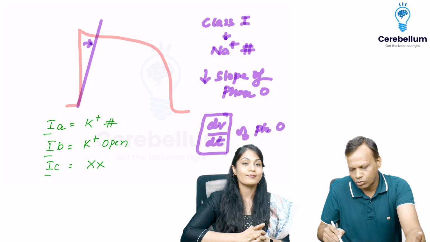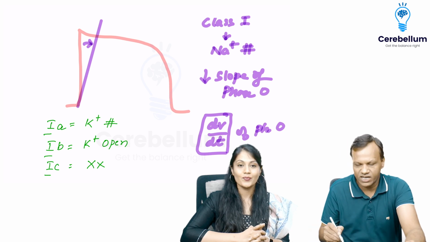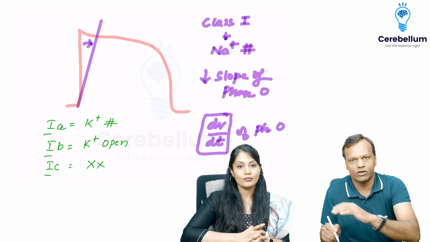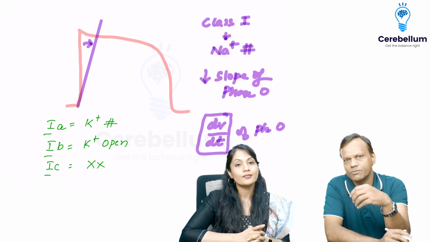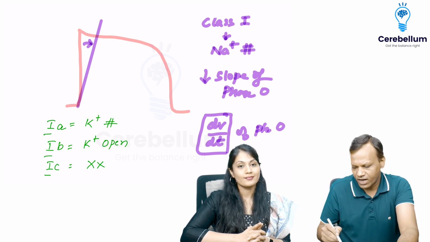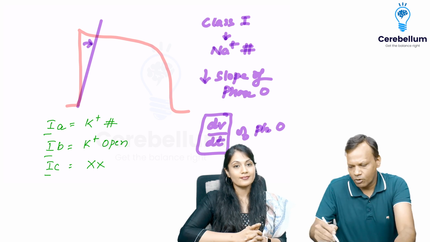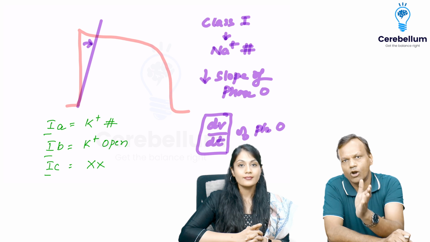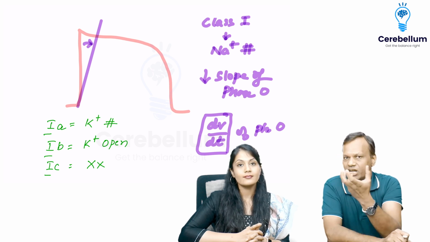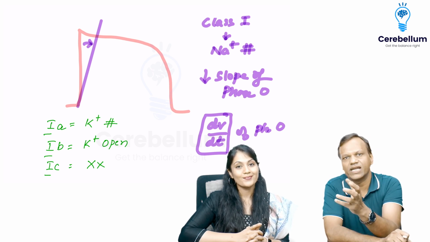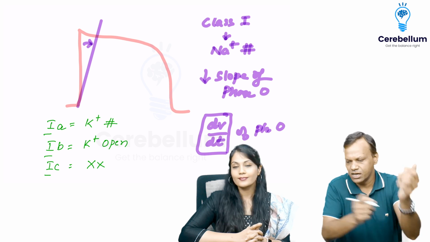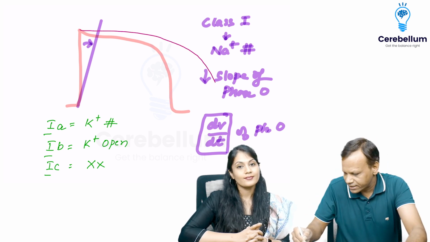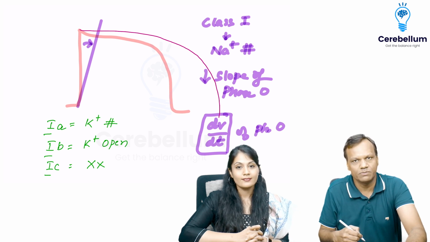So 1A are sodium blocker and potassium blocker. 1B are sodium blocker but potassium opener. And 1C are only sodium blocker, no effect on potassium. Now, the effect on action potential is easy to understand. We know that 1A are potassium blockers, and we know potassium is causing repolarization. We discussed that if we block sodium channel, it takes longer time to cause depolarization. Potassium is causing repolarization. If we block it, it will take longer time to cause repolarization. So the effect of a potassium channel blocker, that means a 1A drug, will be like this. It will take longer time to cause repolarization.